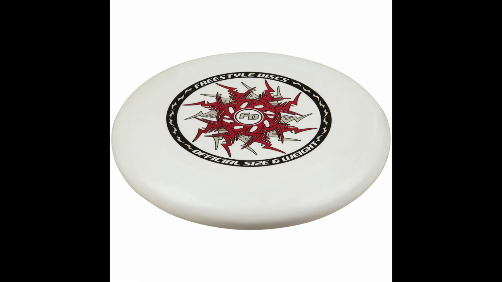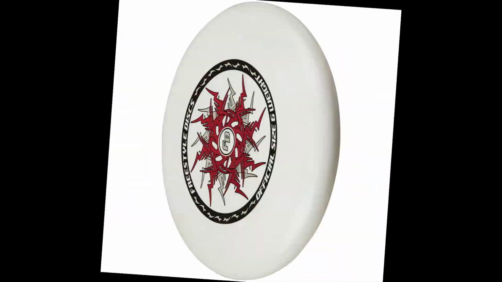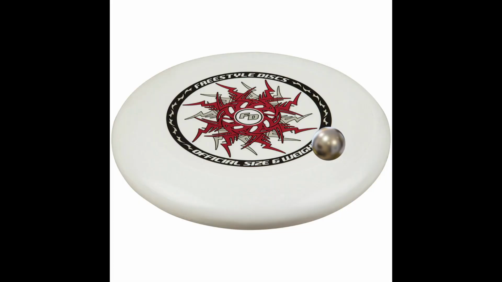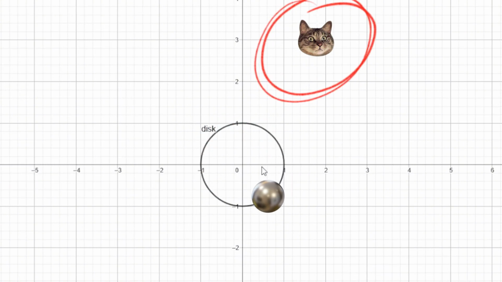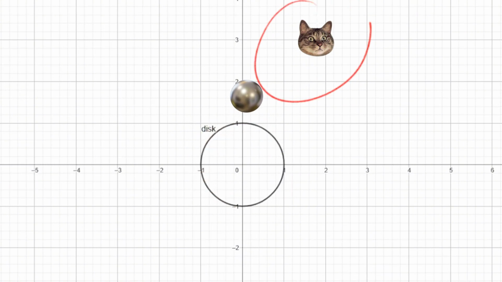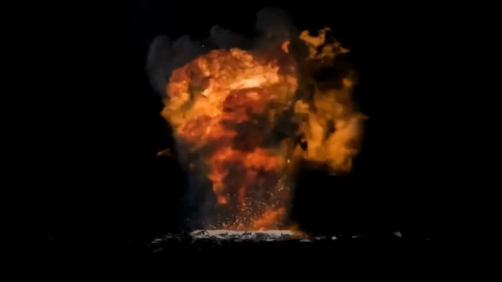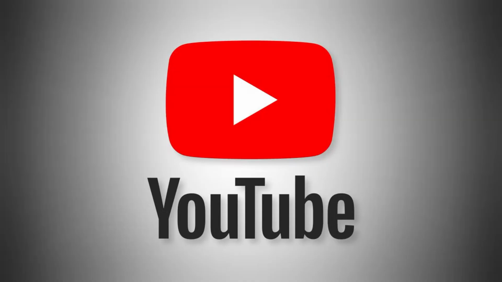Imagine a spinning disc, and this disc has a projectile on top of it. Let's say we wanted to hit that cat. We could accurately calculate when to drop or let go of the ball to hit it every single time. And that is exactly what this video is about.